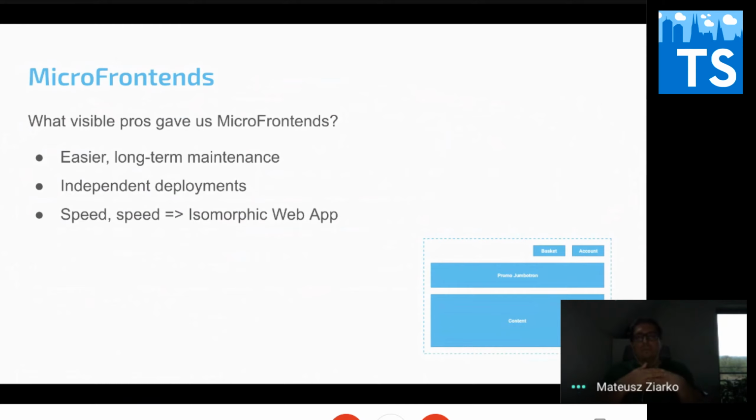So what are the biggest pros that micro frontends gave us? For sure, easier long-term maintenance, because we've got independency. We might go using our own backlog. We don't need to deploy whole applications, so deployments are also easier.